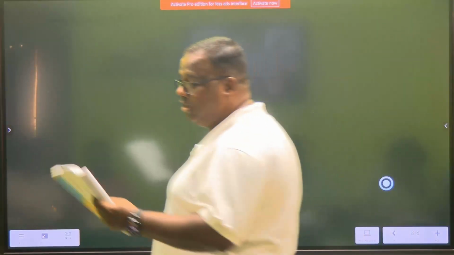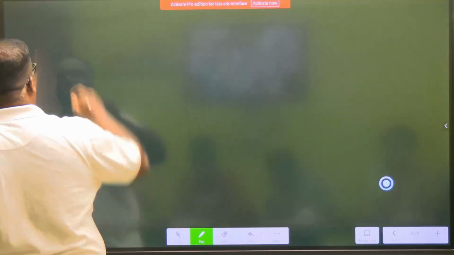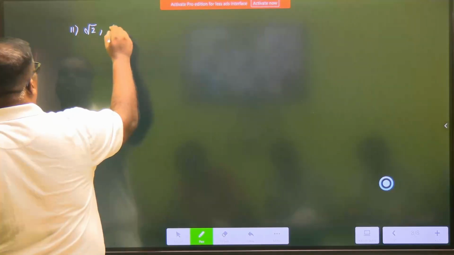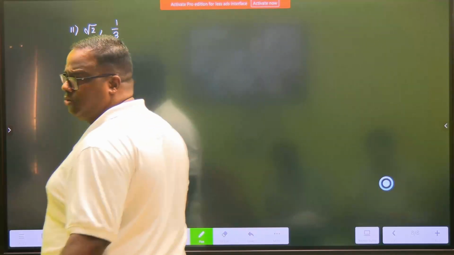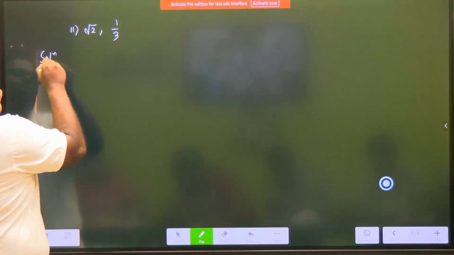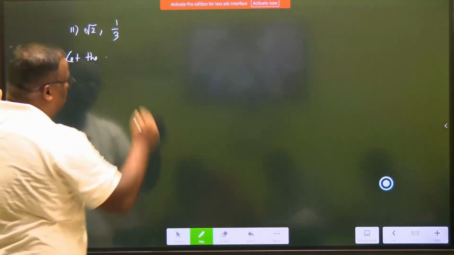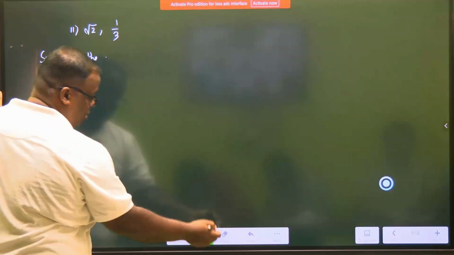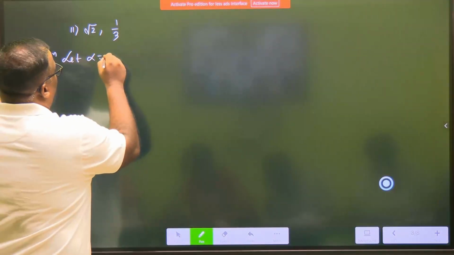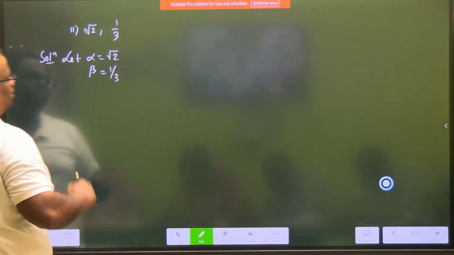Okay, we are given a very stylish quadratic equation, and let me take that only, whose roots are root 2 and 1 by 3. You have to formulate the quadratic polynomial. So how do we do this problem? We write solution. Let alpha equal to root 2, beta equal to 1 by 3, right?